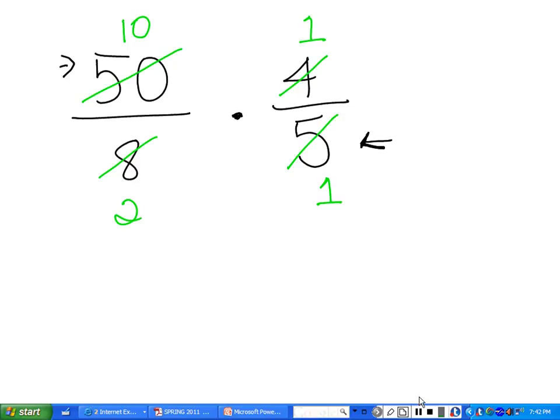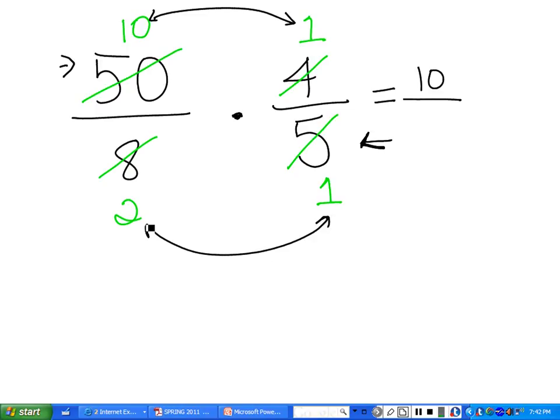Alright, now all we have to do is multiply across. We have the 10 times the 1 here, gives us 10. And we have 2 times 1 here, gives us 2. And then we look at our answer and realize 10 is divisible by 2. So the final answer is 5.